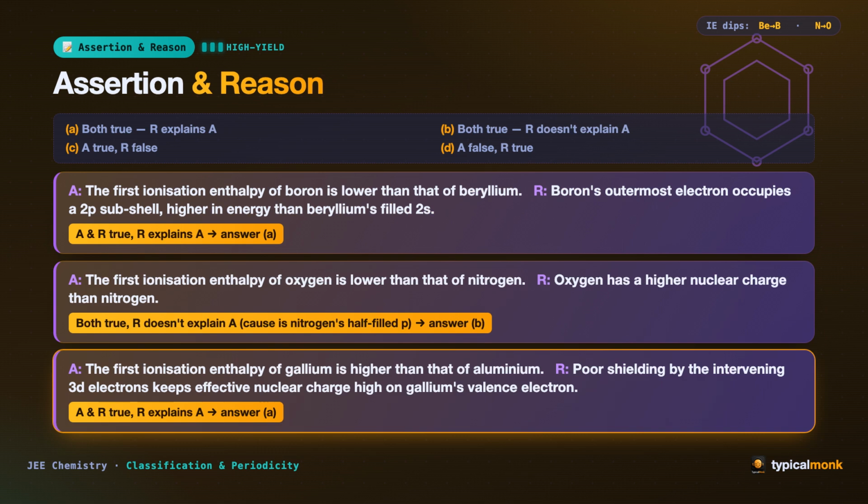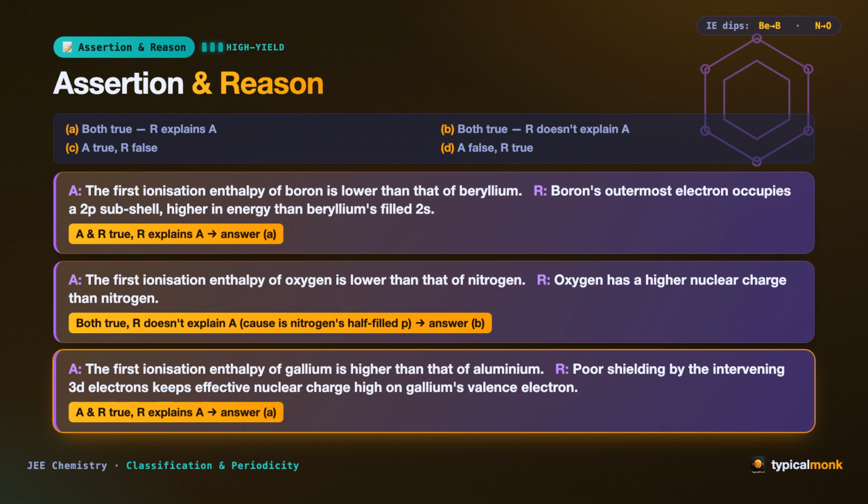Third one, the G only exception. Assertion, the first ionization enthalpy of gallium is higher than that of aluminium. Reason, poor shielding by the intervening filled d electrons keeps effective nuclear charge high on gallium's valence electron. Check the reason first. True, 10 d electrons shield weakly. Now the assertion, with high effective nuclear charge, gallium clings to its electron just as tightly as aluminium, in fact slightly more tightly.